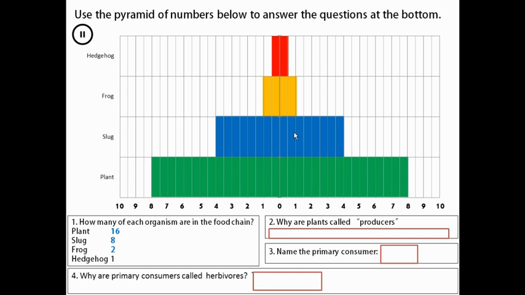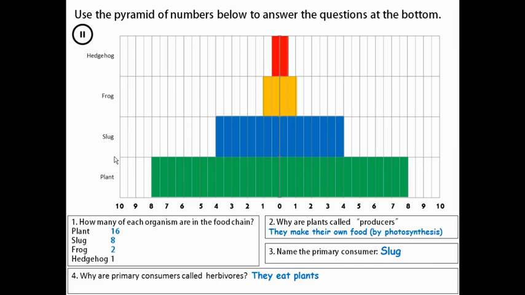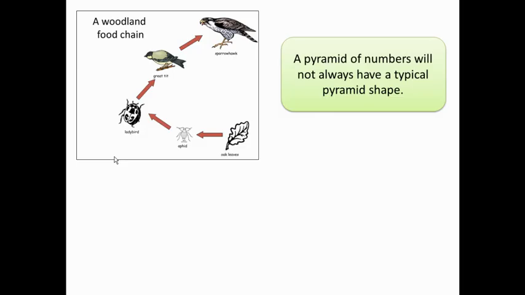Why are plants called producers? Well, they're called producers because they make their own food, okay? Name the primary consumer. Well, this is the first species to consume something. In this pyramid of numbers, that's the slug. And why are primary consumers called herbivores? Well, they're called herbivores because they eat plants, okay? They eat our producers.